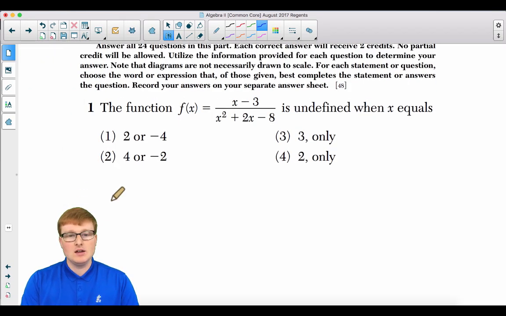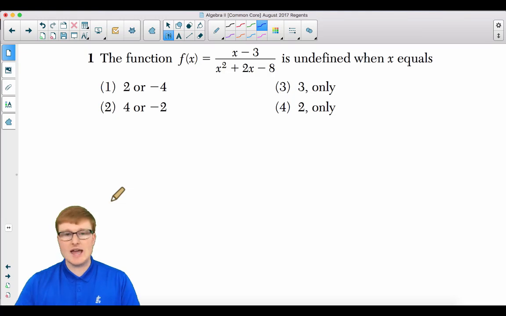Number 1. The function f of x equals x minus 3 over x squared plus 2x minus 8 is undefined when x equals what? Well, undefined means where is there a break or a discontinuity in this particular function.